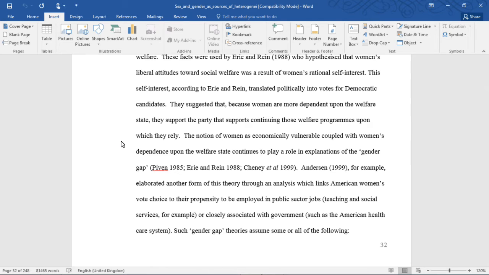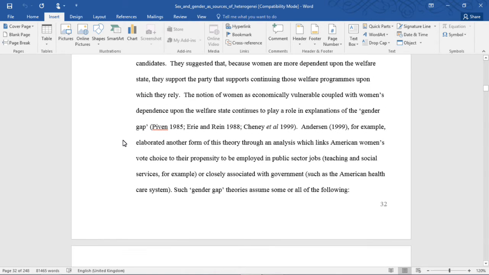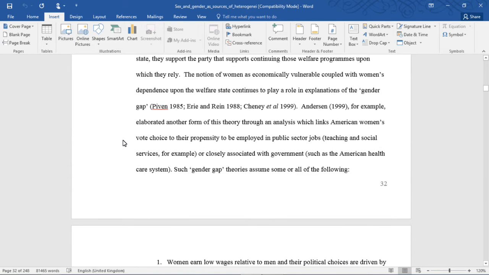They suggested that because women are more dependent upon the welfare state, they support the party that supports continuing those welfare programs upon which they rely. The notion of women as economically vulnerable, coupled with women's dependence upon the welfare state, continues to play a role in explanations of the gender gap.